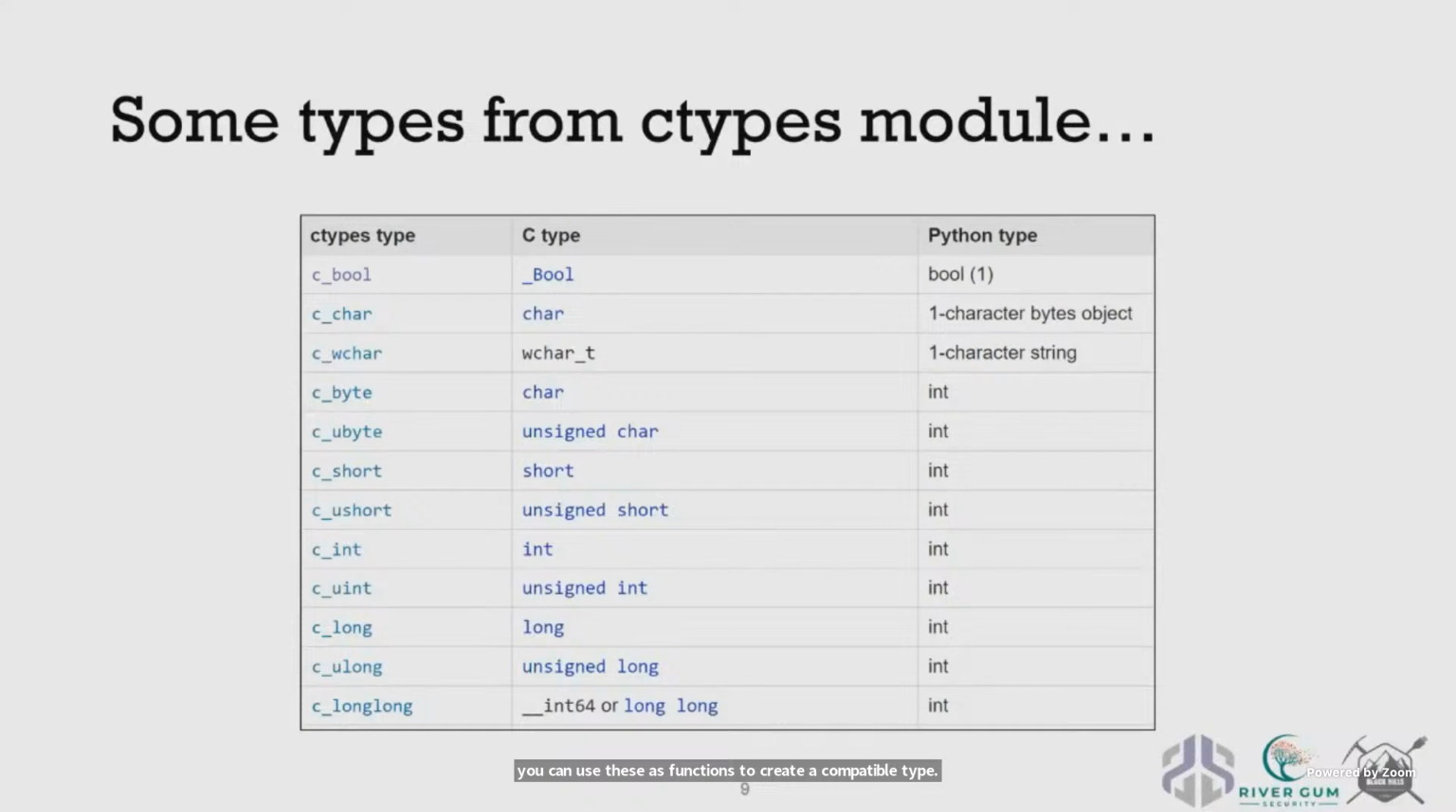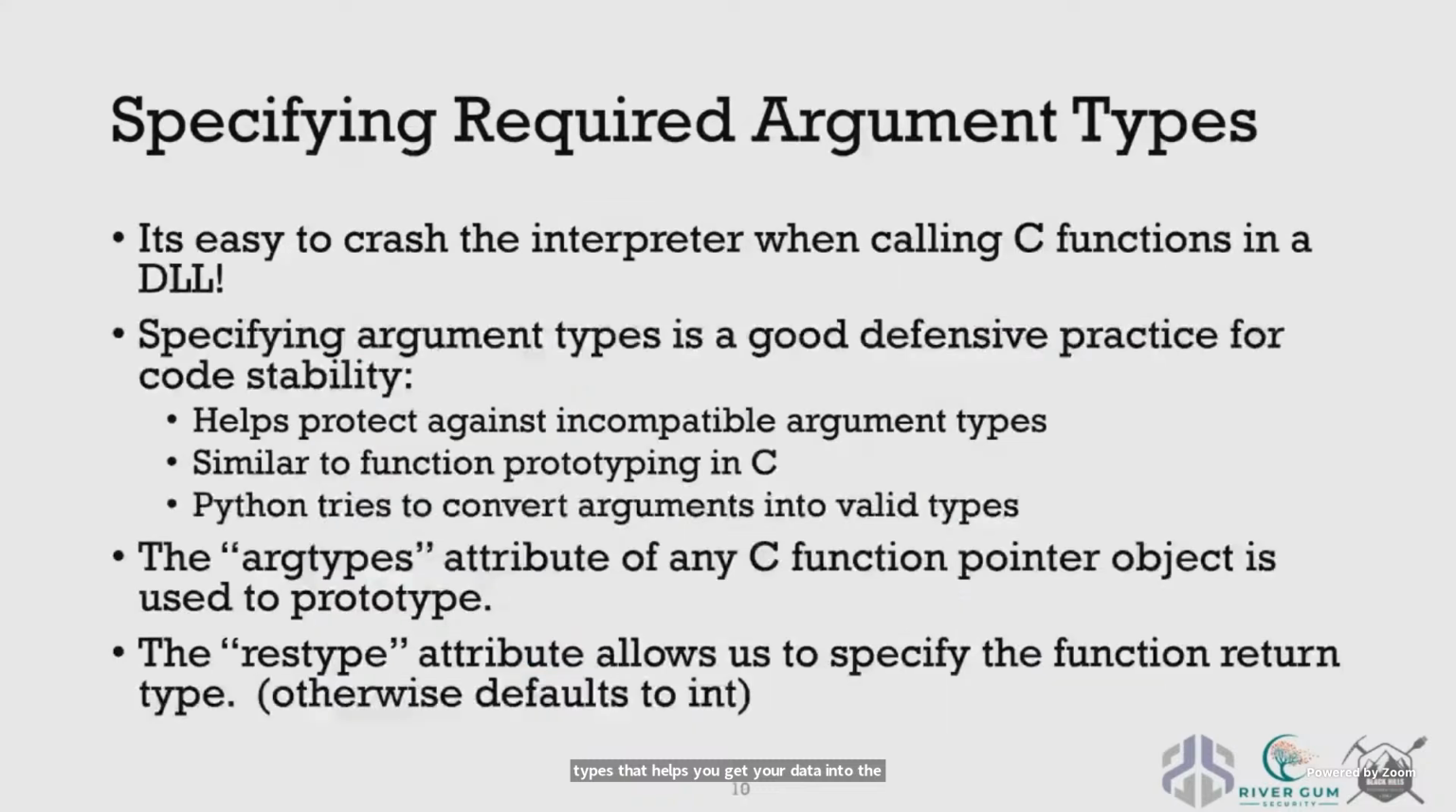There is a c_bool type, for example, right? The Python mapping type is bool, for Boolean. There is a ctypes type called c_char, and c_wchar, which is a 16-bit Unicode little endian string character, and so forth, right? So you've got all these extra helper functions in ctypes that help you get your data into the right format.